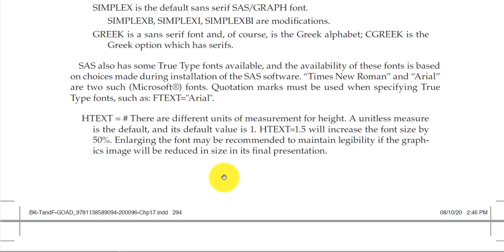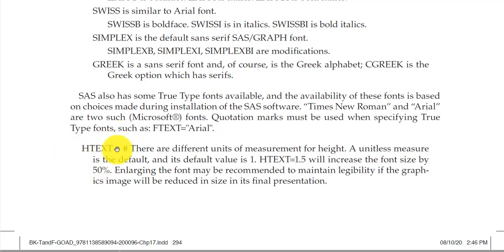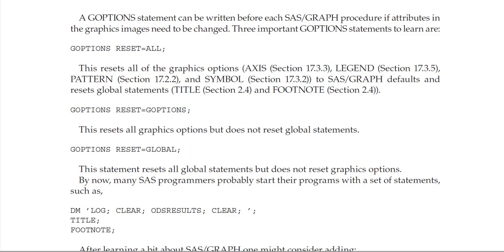Heights of text. Do you want big letters, little letters? You can take care of that by specifying this. The default height is 1, and so if you want something to be 50% larger, you write 1.5. So those are just a few of the options.